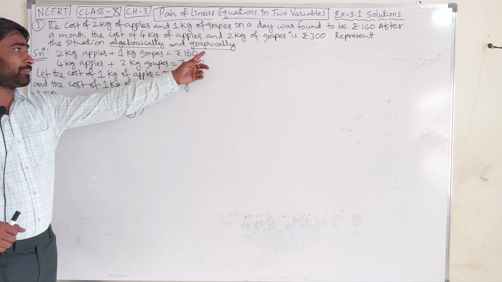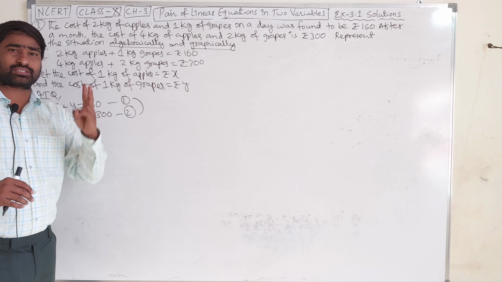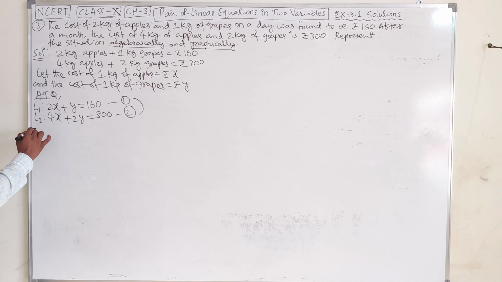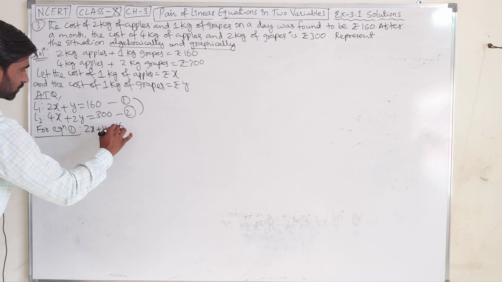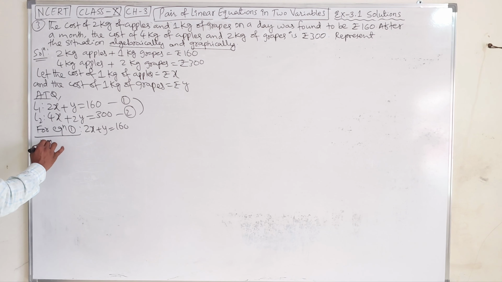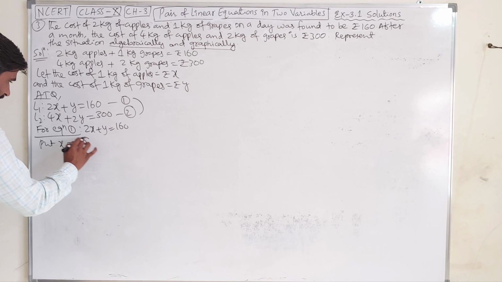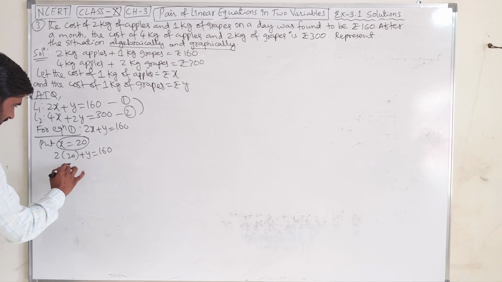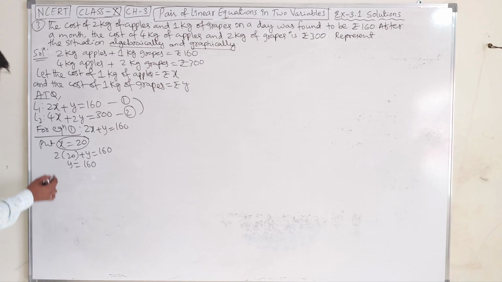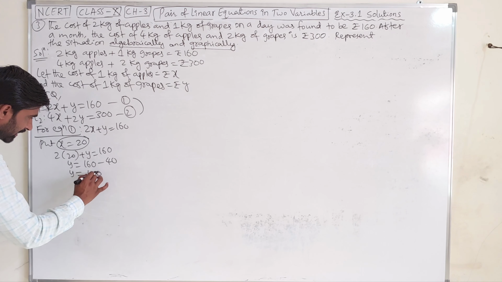Now we need the graphical representation. So for the graphical representation we need at least 2 solutions for each equation. Chalo, for equation 1. For equation 1, what is the equation? 2x plus y is equal to 160. So put x equal to 20. So what will we get? 2 into 20 plus y is equal to 160. So y will be equal to 160 minus 40. So y will be equal to 120.